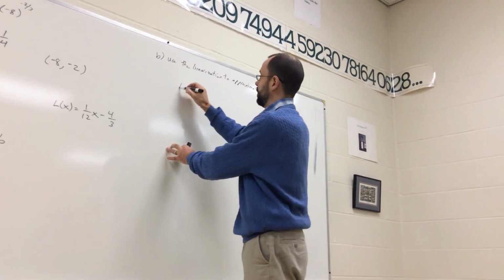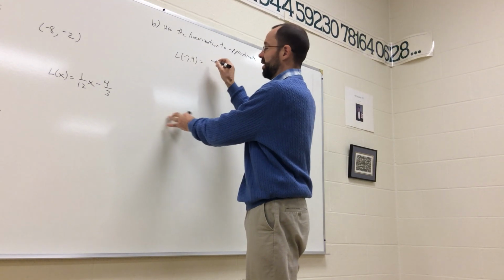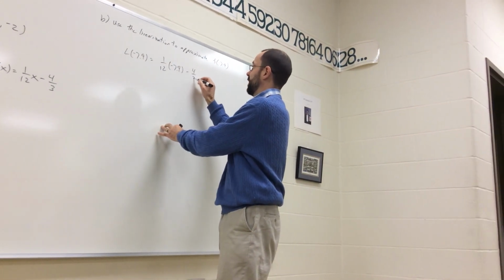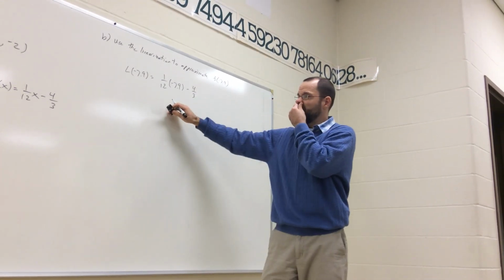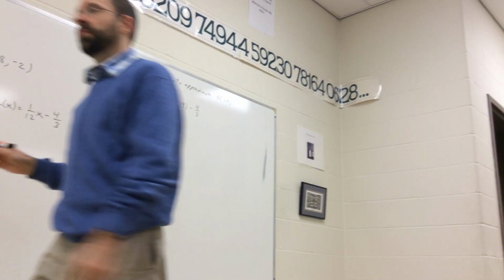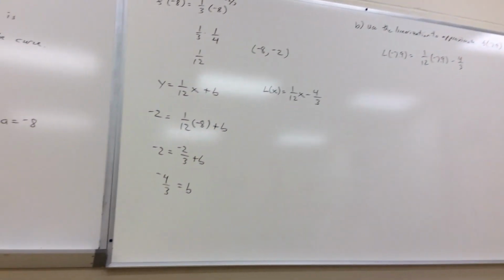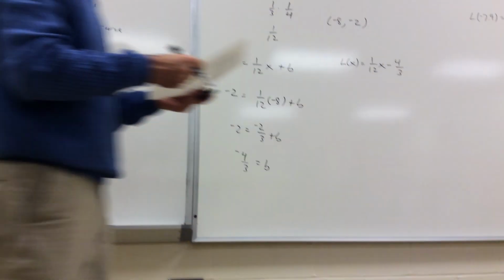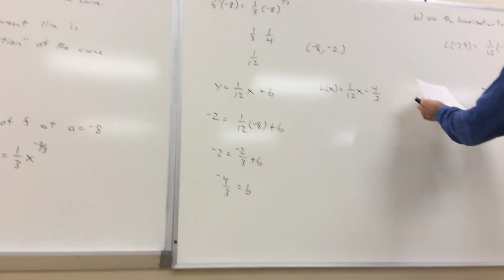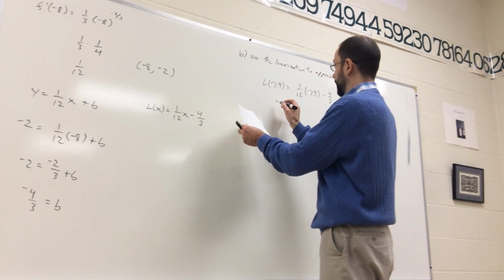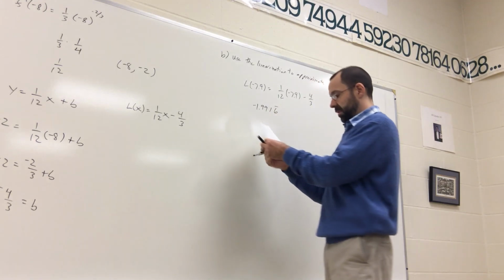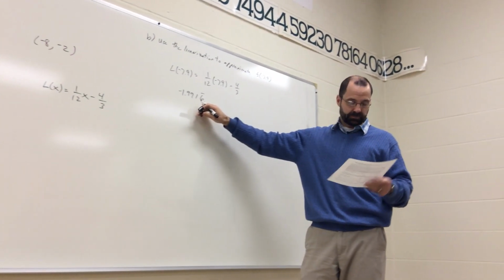So that's L of negative 7.9 is 1/12 times negative 7.9 minus 4/3. So I think I have that answer over here. It's negative 1.9916, and the 6 is repeating.